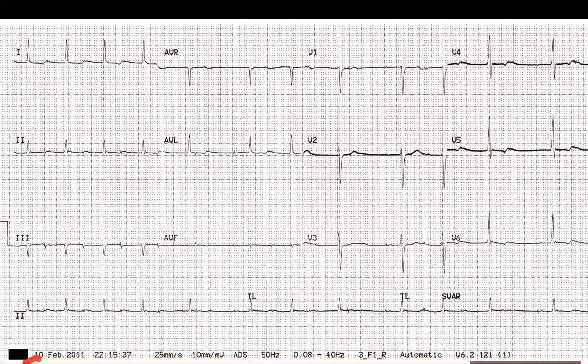And I can't 100% rule it out unless I know what the underlying device is. Sometimes the device would allow you to have a dropped beat, but it also depends on the programming. Even with a dual chamber device, I could still program it as a single chamber device. So it depends on the programming.